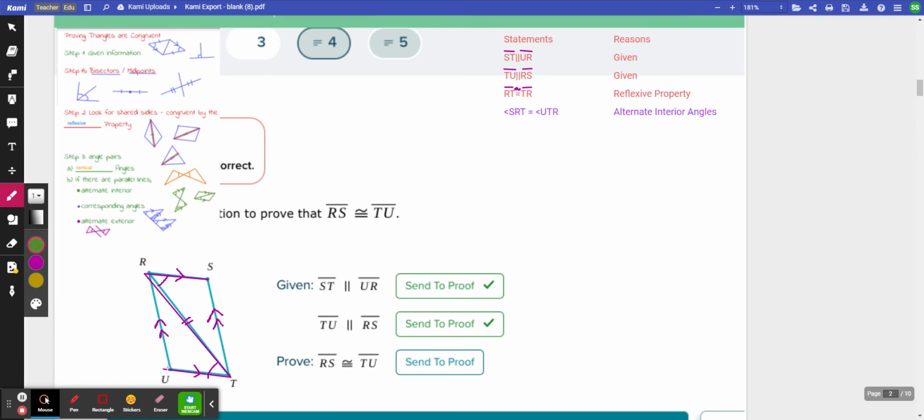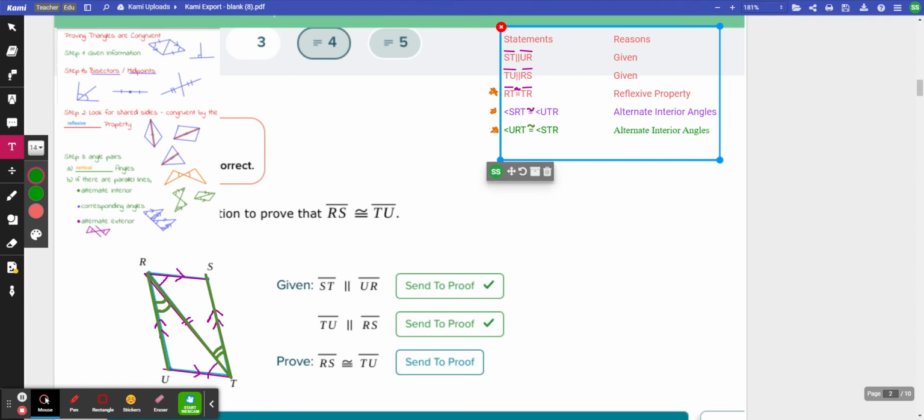And now we use our other pair of parallel lines. And we do the same thing, except this time we use the little N shape. So now we take these corners and say that they're congruent to each other. So that's angle URT and angle STR. So now we've got three pieces that are congruent. We've got a pair of sides and two pairs of angles. So we can say that the triangles are congruent.